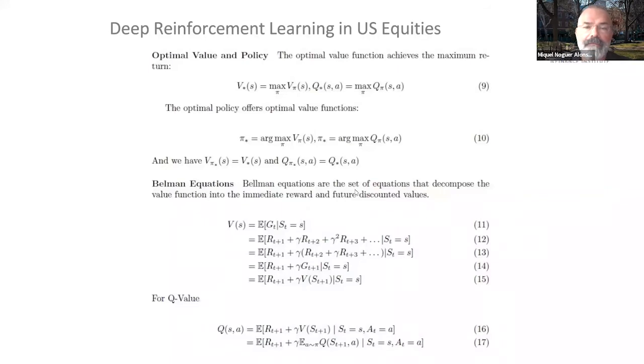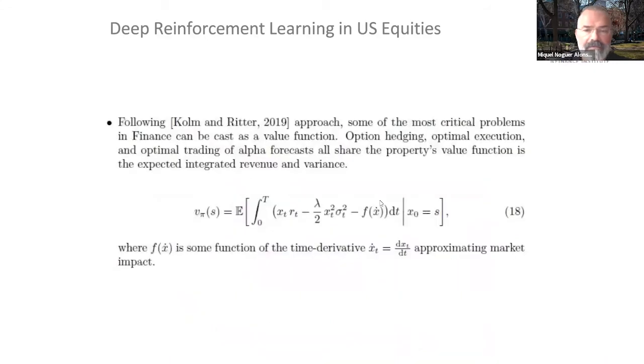So the Bellman equations are the set of equations that decompose this value function into the immediate reward and future discounted values. This is an equation that Coleman Ritter, in 2019, stated, so many problems in finance, option hedging, optimal execution, optimal trading of alpha forecasts, can be cast in some sort of reinforcement learning framework.